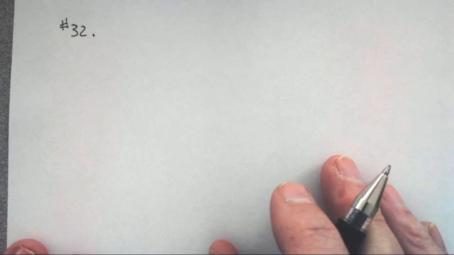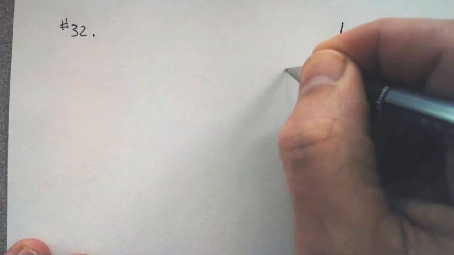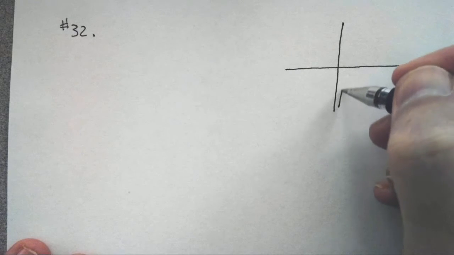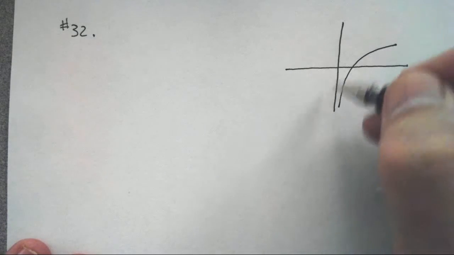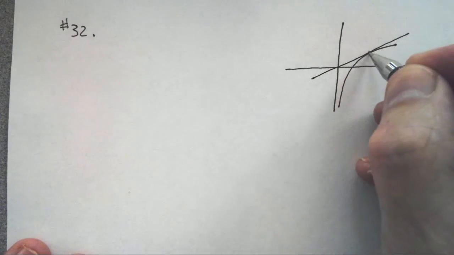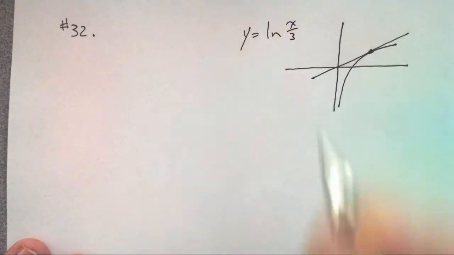Okay, number 32. Number 32, compared to all the problems we've done up till now, definitely raises the ante a little bit. It says, a line with slope m passes through the origin and is tangent to y equals ln(x/3). Now, ln(x/3) is going to look something like this. I know x can't be 0. So we're talking about a point right here. This is y equals ln(x/3).